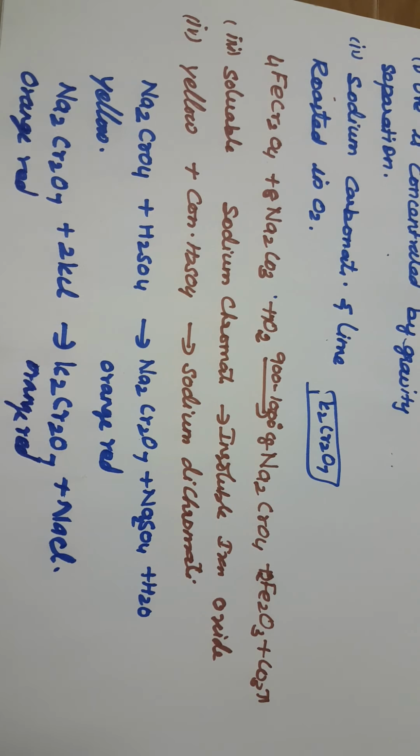The soluble sodium chromate is separated from the insoluble iron oxide, then reacts with concentrated sulfuric acid to form sodium dichromate. The sodium sulfate is removed by concentration, then adding potassium chloride converts it into potassium dichromate and NaCl. Okay, so this is the preparation of potassium dichromate.